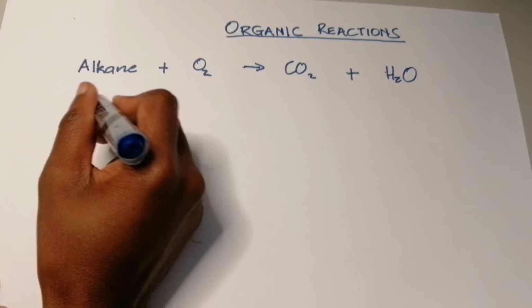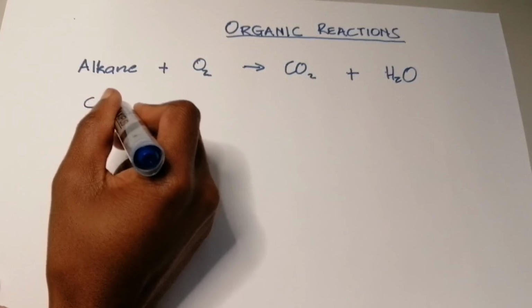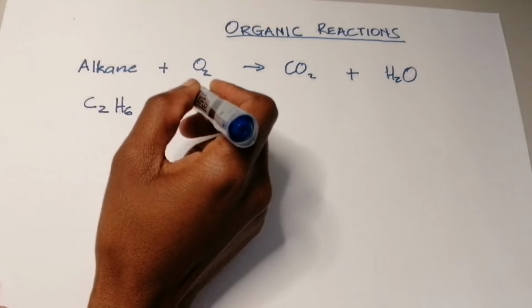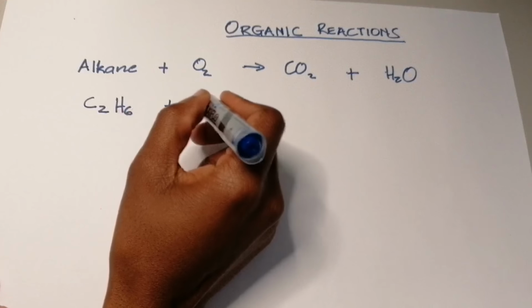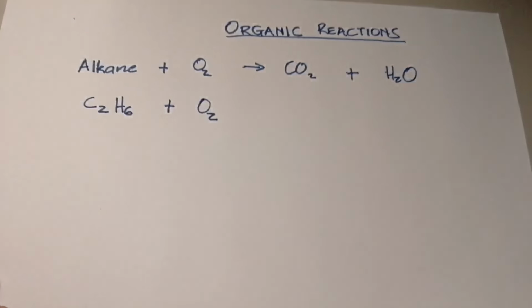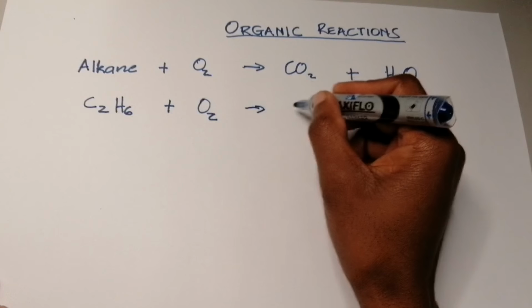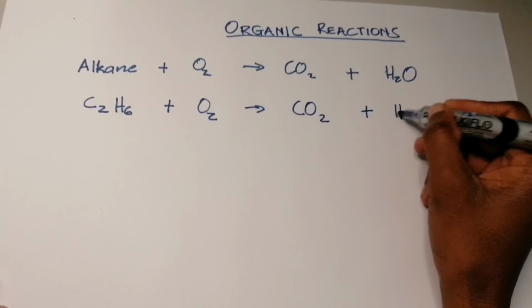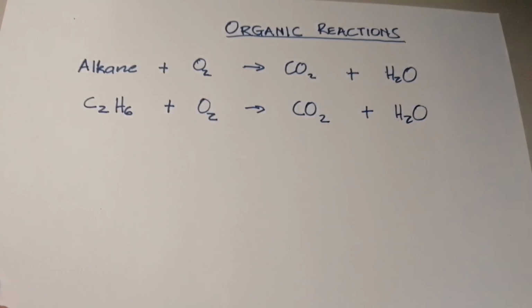So if we've got, say, for argument's sake, C2H6, that would be an alkane, plus oxygen. What does it give us? It will give us carbon dioxide plus H2O. Now, the only thing about it is that this is not a balanced reaction. You can see that, right? So now what we want to do is learn how to balance them. So let's do that quickly.